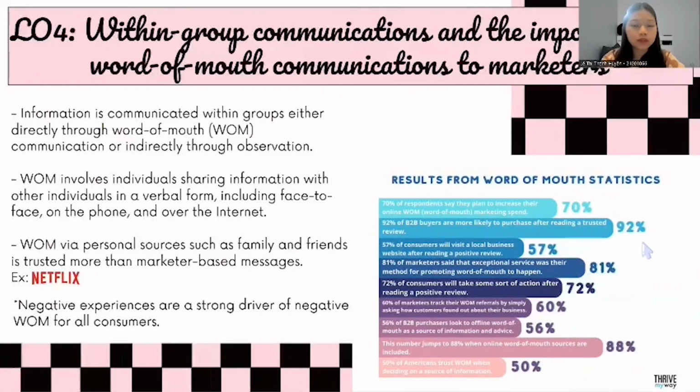Hello, now we'll come to the learning objectives for chapter 7, that is, within group communication and the importance of word of mouth communication to marketers. First of all, we need to note that communication within groups is a major source of information about certain products. Information is communicated within groups either directly through word of mouth communication or indirectly through observation.